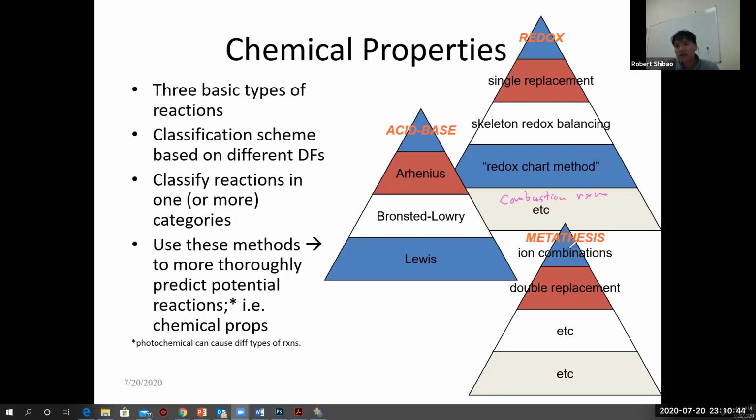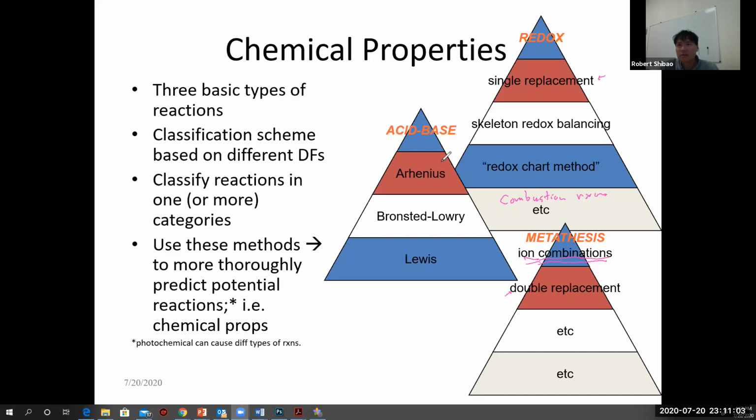Then we have metathesis. Metathesis are ion combinations. That's the simplest. We're just combining ions. What ions like each other? Which ones want to react? One type of pattern that we see is double replacement. Single replacement is a pattern in redox. Double replacement is a pattern in metathesis.